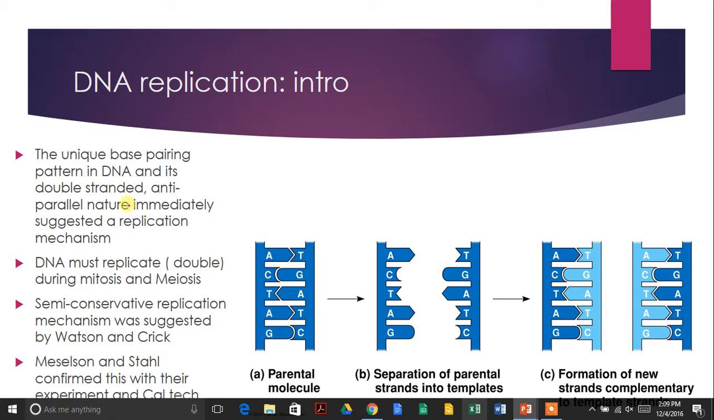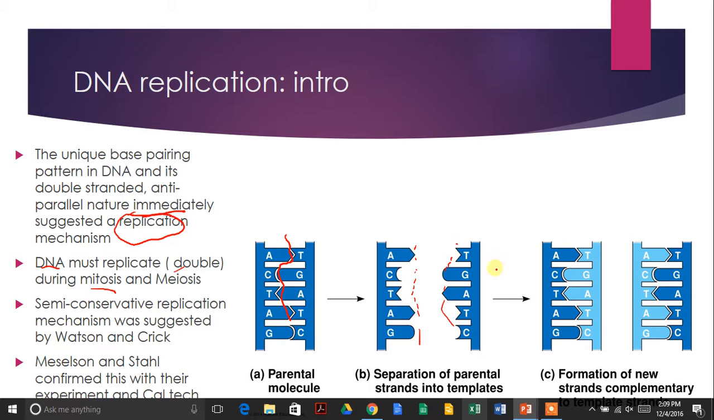What they also deduced, Watson and Crick, was that DNA's structure lent itself to replication. The unique base pairing pattern in DNA, in its double-stranded anti-parallel nature, immediately suggested a mechanism for self-replication. DNA has to replicate, remember, during mitosis and meiosis in the S phase. And it does so by basically unzipping itself, coming apart, and synthesizing new complementary DNA to both of the strands.